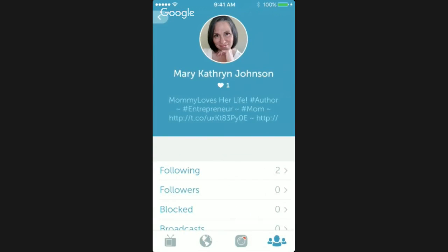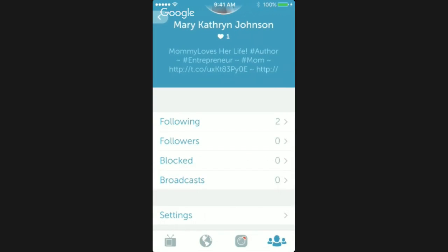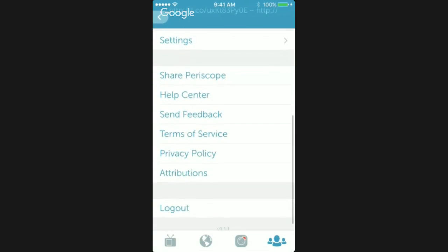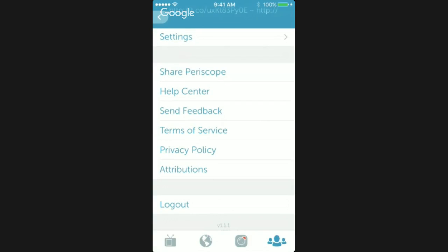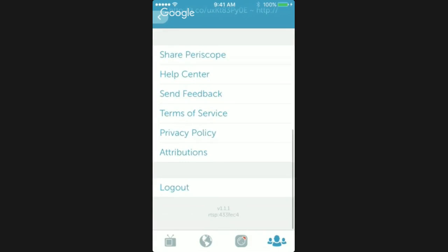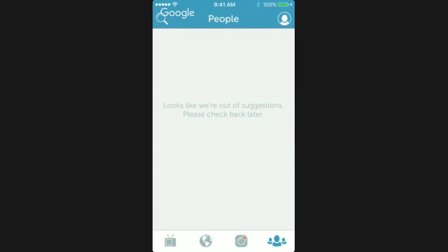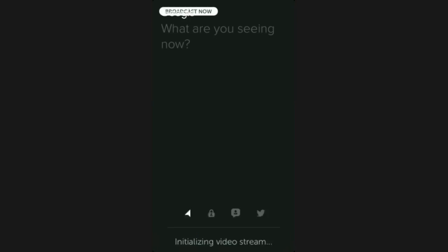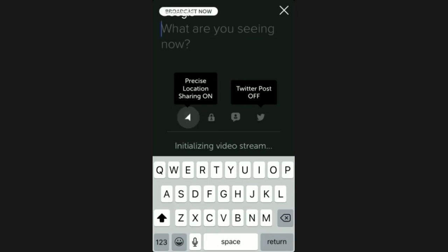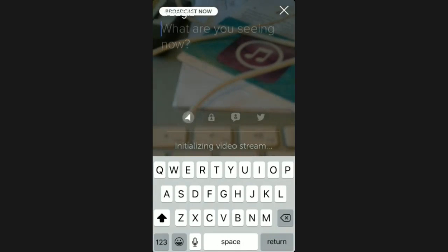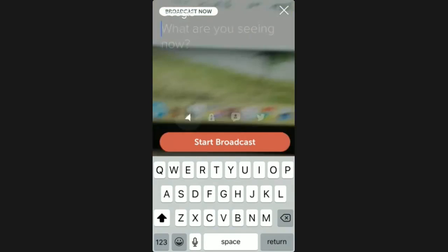Go back to my little person here. So see, it shows that I am following 2 people, and there's Periscope's terms of service. Check all these things out, obviously. All right, so now I'm going to go back to the little arrow. Okay, that's where it dumped me before. And now I'm going to go to this third icon, the little box again. Aha, there we go. Now, when we start a scope, here's my computer screen.